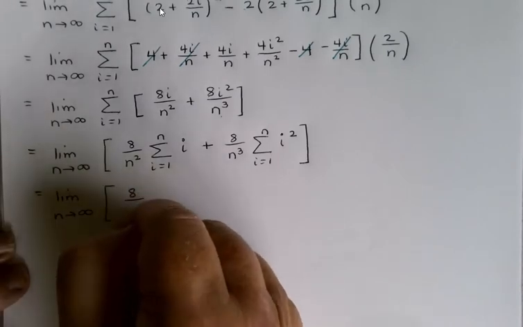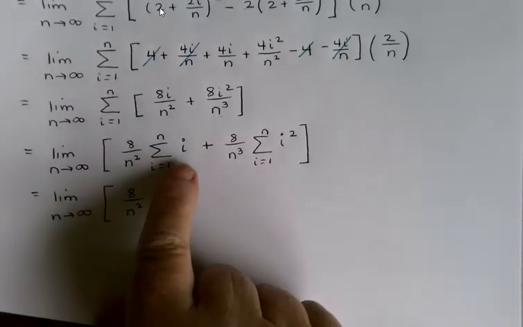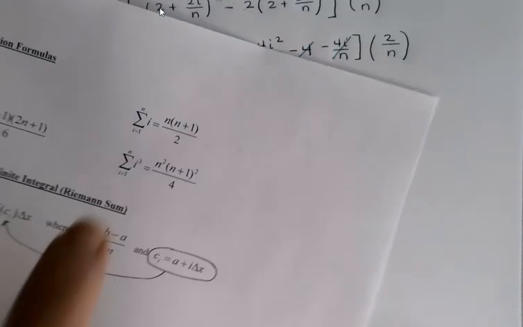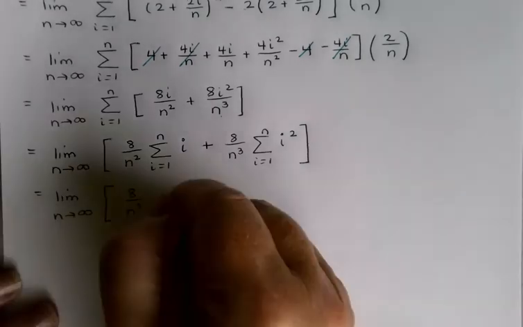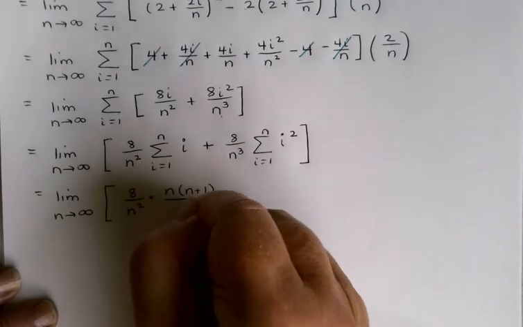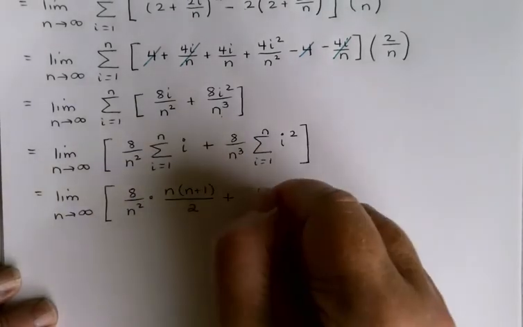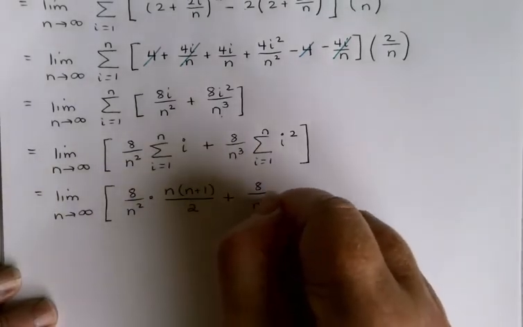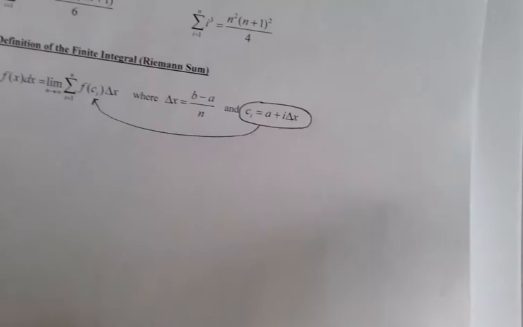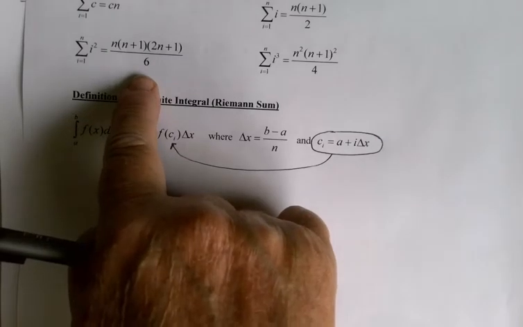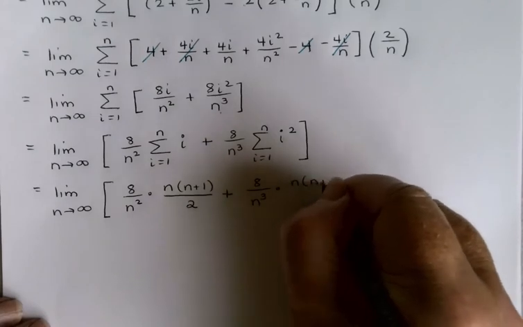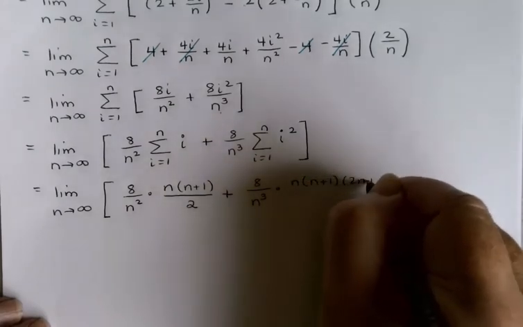So I've got 8 over n squared, and then I'm just going to use my sum formula for the i's, (n plus 1) over 2, plus the 8 over n cubed, and then the sum formula for the i squareds, and that's this one right here, n plus 1, 2n plus 1, over 6.